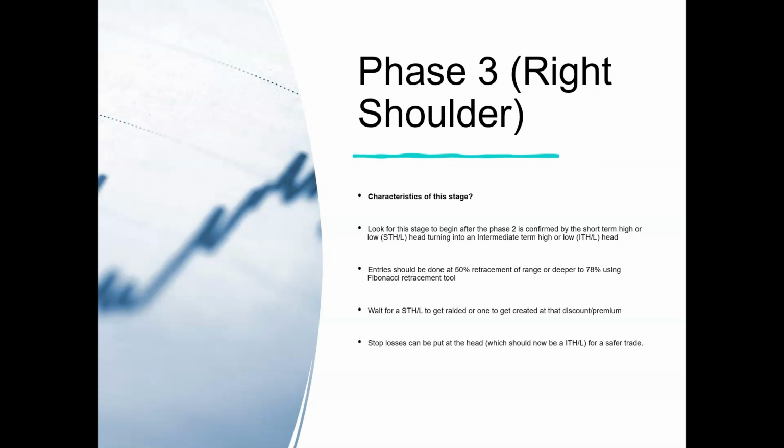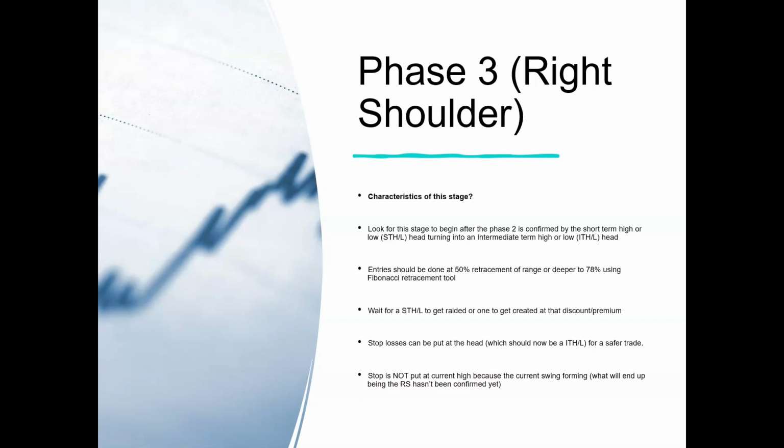So when you're taking a trade here for the phase 3, which is the right shoulder, the stop loss can be put at the head, which again should now be an intermediate high or low, and that will just be the safest trade. Once again, the reason you're doing this is because if you're trading the right shoulder and you expect it to be a legitimate head and shoulders, then the head should never get broken, right? That phase 2 should never get broken. Now the stop is not at the current high, because the current swing, what will end up being the right shoulder, has not been confirmed yet.